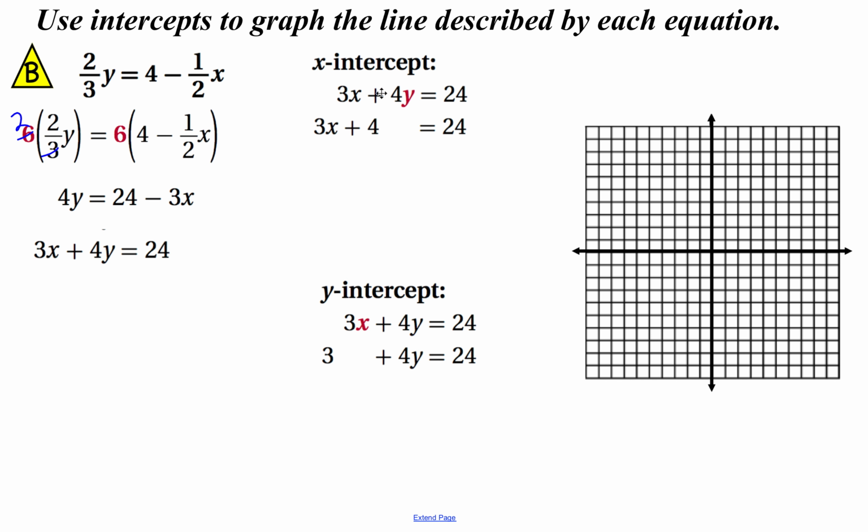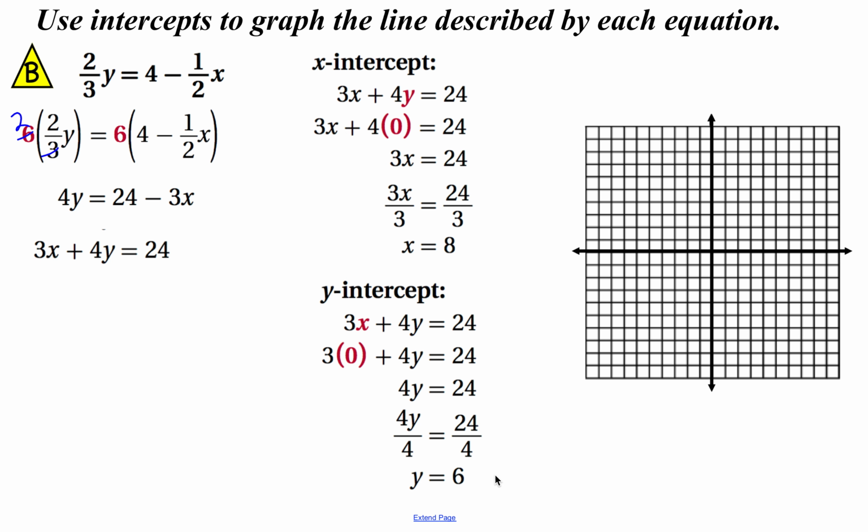Then I want to cover up each term and solve for the opposite one. To find the x-intercept, I'm going to let y be 0. You can cover it up, or you can just put in a 0 for y. That gives me 3x equals 24, and dividing by 3, I get x equals 8. For the y-intercept, I let x be 0. So I end up with 4y equals 24, and y equals 6. A y-intercept of 6 will be up 6 on the y-axis, and an x-intercept of 8 will be 8 to the right on the x-axis, giving us a graph that looks like this.